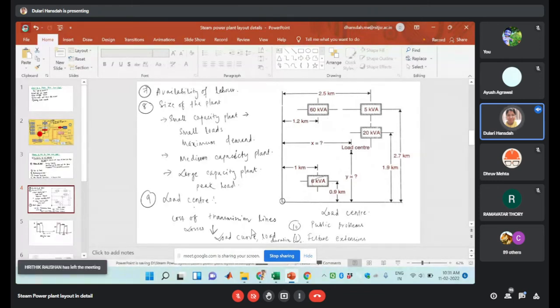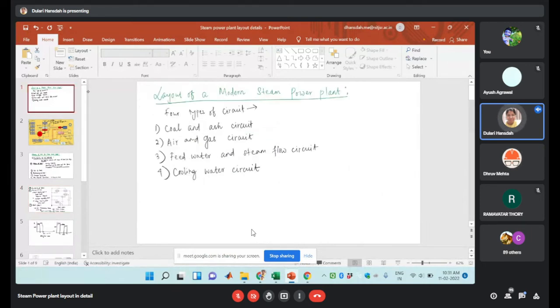Then we are going to discuss the fuel handling system. The first one is the coal and air circuitry.